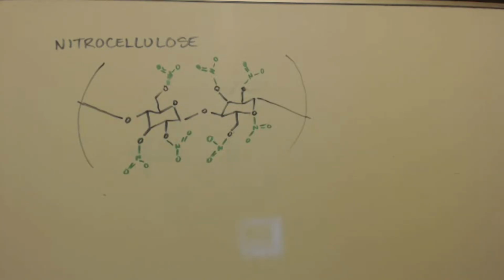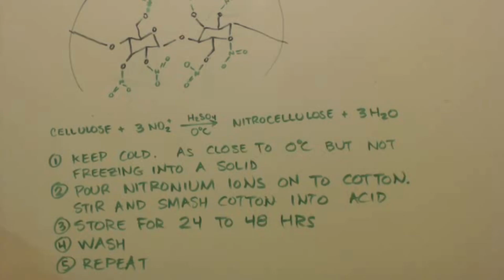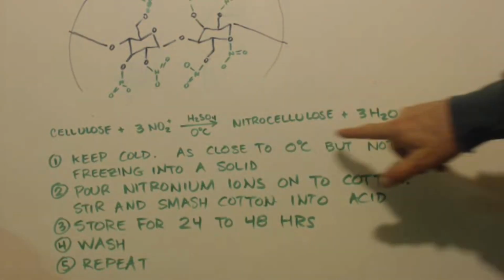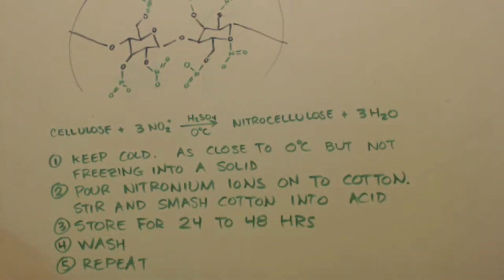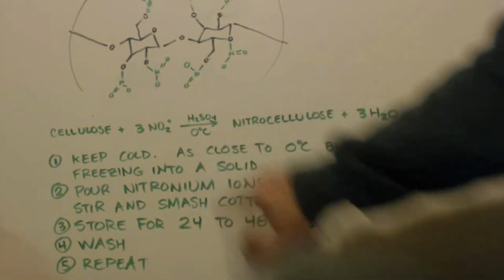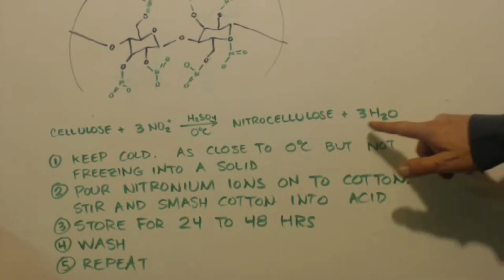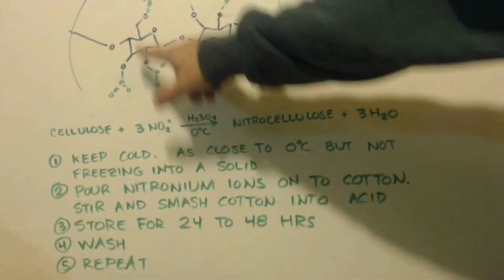And I'm just going over the way I'm going to do it. I see a lot of people saying you can make it from potassium nitrate and sulfuric acid. But this is how they do it in a lab. So here's your formula. You need 3 times as many nitronium ions as you need cotton or cellulose. And you need some sulfuric acid in there as a catalyst, at 0 degrees. You get 3 molecules of water, and you'll get your nitrocellulose, for each monomer.